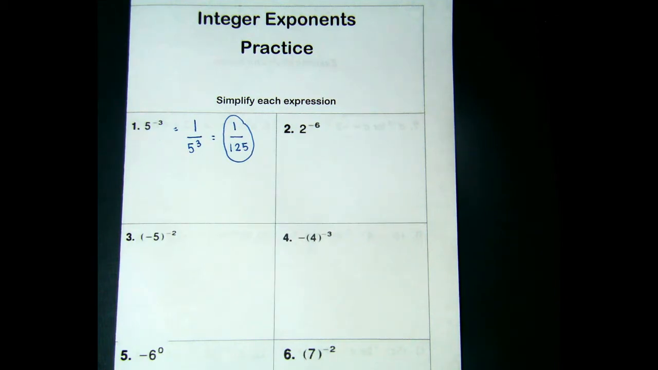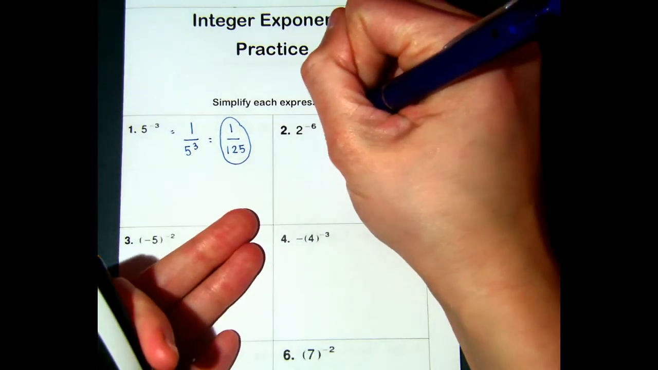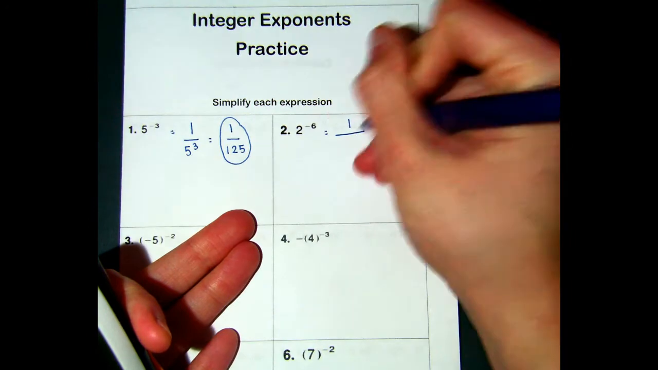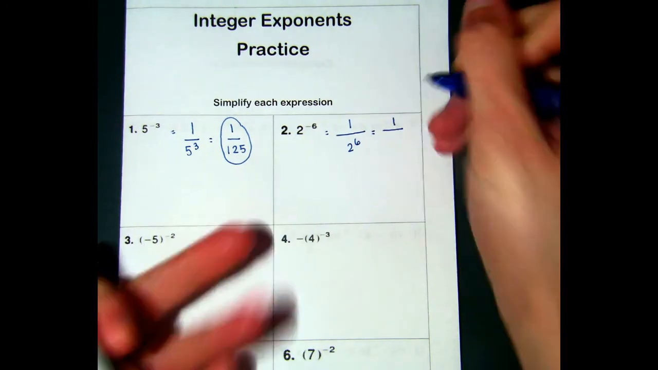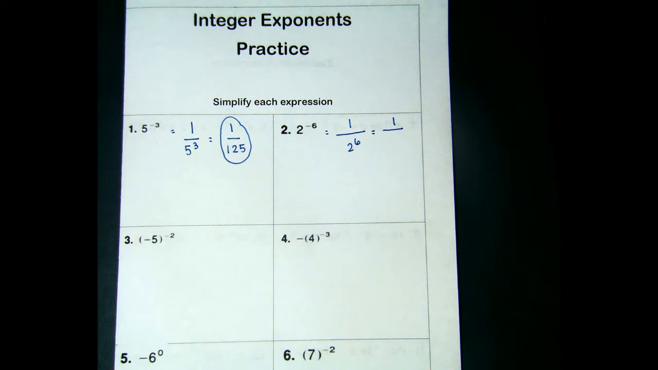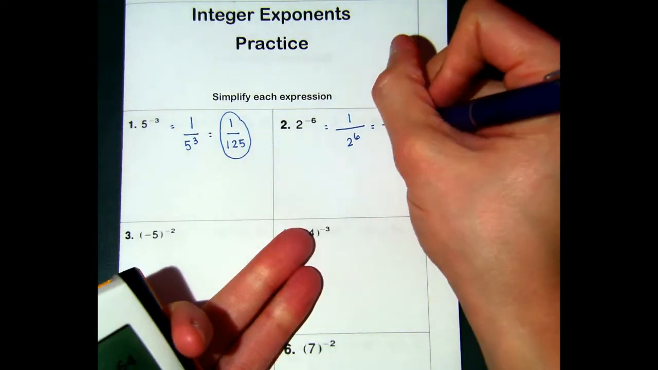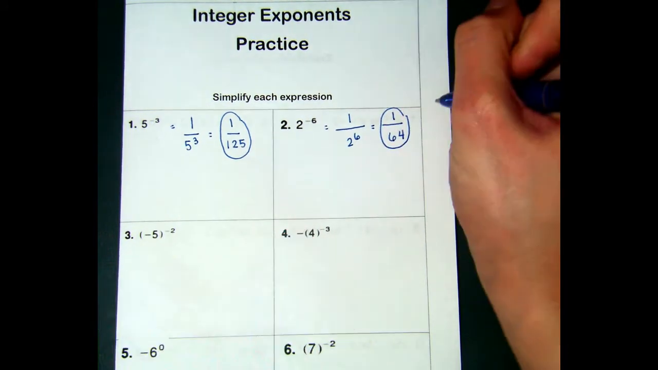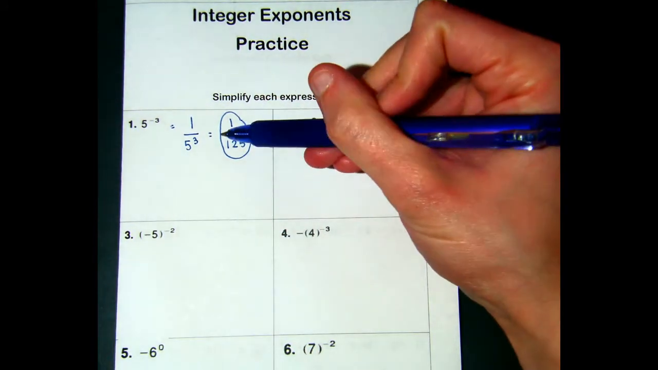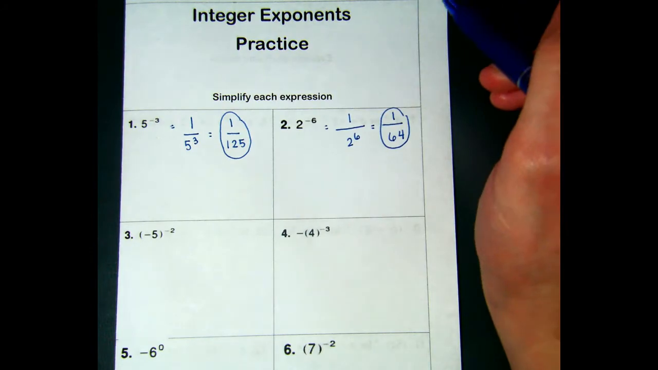Same with number 2. I have a negative exponent, so I'm going to have a fraction bar. I've got 1 and 2 to the 6th power. And 2 to the 6th power is 64. So my solution is 1 over 64. Not necessarily solution, I'm not solving anything, I'm just simplifying as it states here.